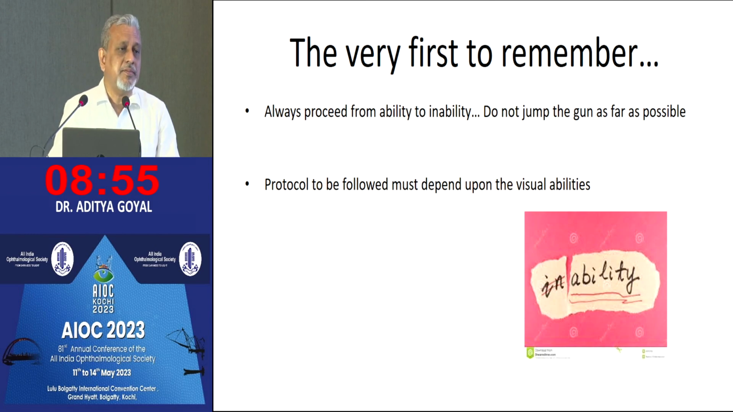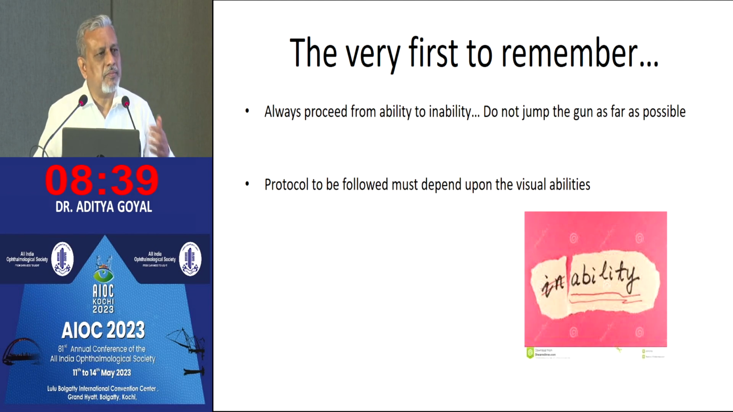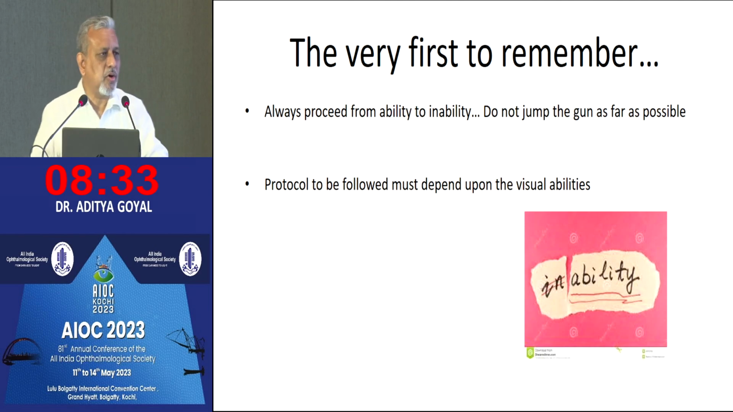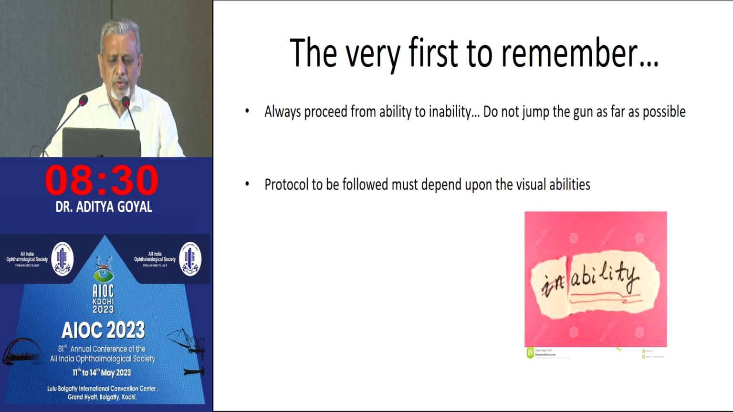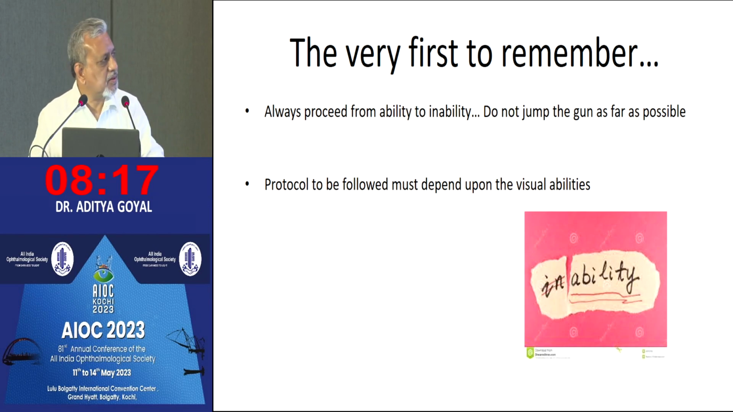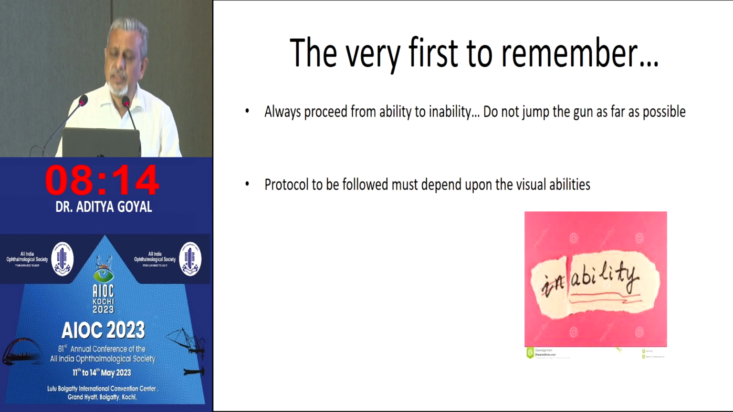First thing we need to remember, move from ability to inability. Do not start working on the things that the child cannot do. Whether it is vision therapy or anything, the first thing we should work from is what the person is able to do, and then go over to the things that he's unable to do, and do not jump it. The protocol that should be followed depends upon the visual abilities that the child has. So like Pooja mentioned, you have to measure all the abilities, whether it is the visual acuities or the contrast sensitivity, eye movements, etc. And then depending upon where the child is, start proceeding from there.